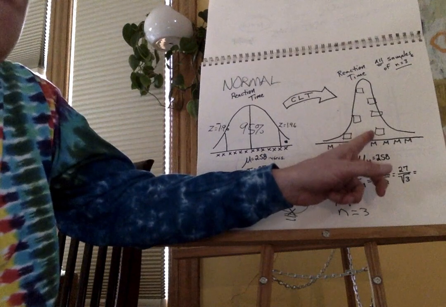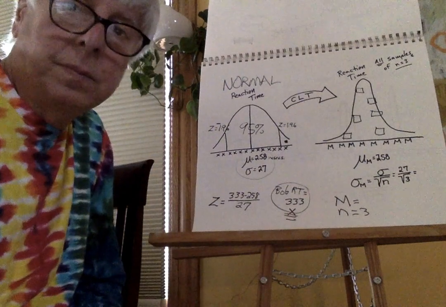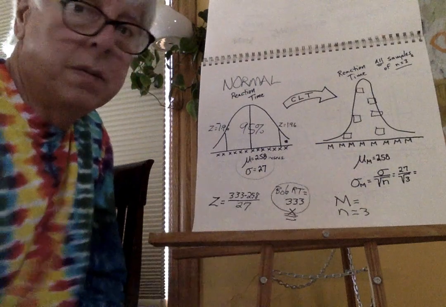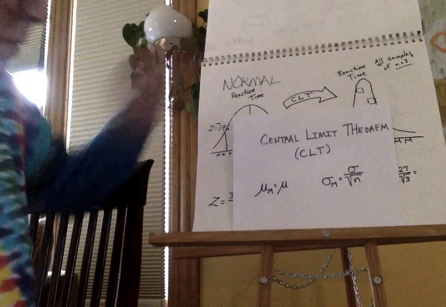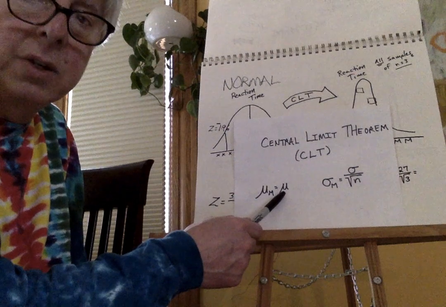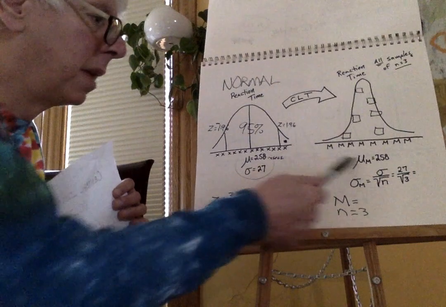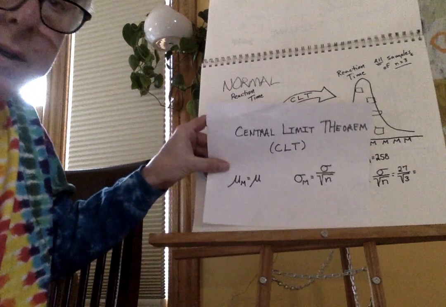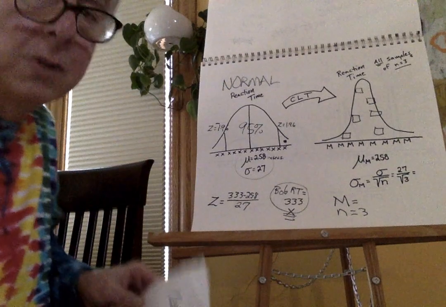We know what this graph looks like. How do we know? From the central limit theorem. What does this graph look like? It will have a mean of 258. How do we know that? Central limit theorem. The mean of the sampling distribution is equal to the mean of the original. Here's the original. Here's the sampling distribution. I know that this is what it will look like. Okay, how do I know that? Central limit theorem. You'll have this on the exam. Use it. It's a tool.